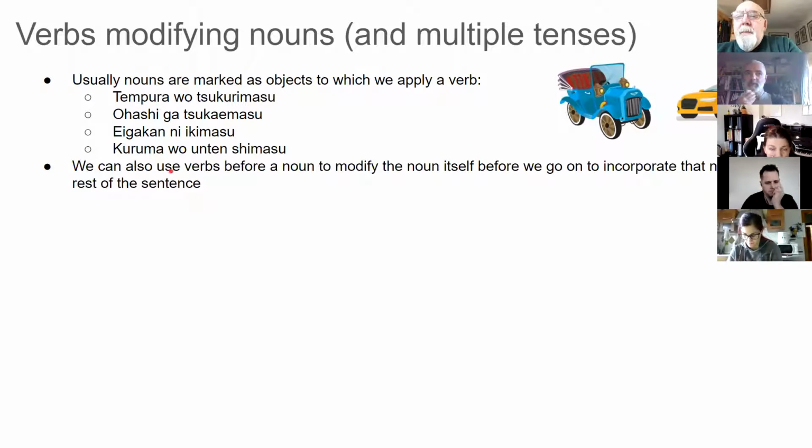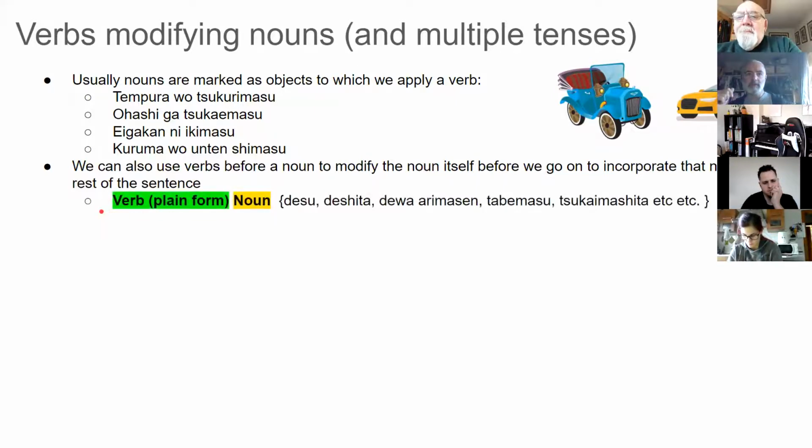But we can also use verbs before a noun to modify the noun itself. And then we can take that pair of verb and noun and incorporate it into the rest of the sentence. So this is the construction. We take the verb in the plain form, and this could be also the plain past form, the plain present continuous form, and put it before the noun. And we then take that pair and incorporate them into the sentence, either finishing with something like desu, deshita, dewa arimasen, tabemasu, tsukaimashita, etc.